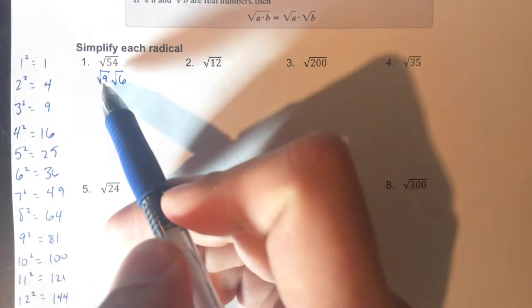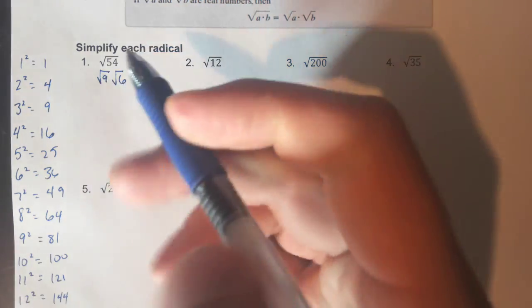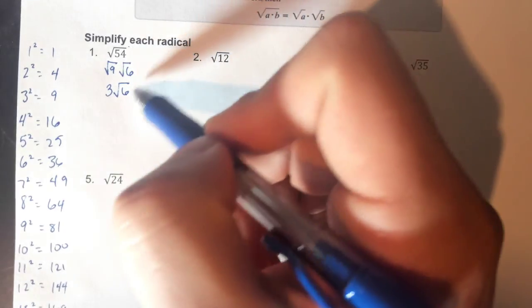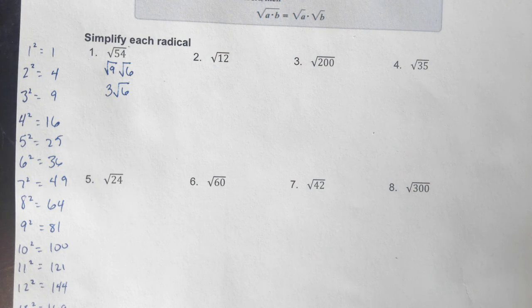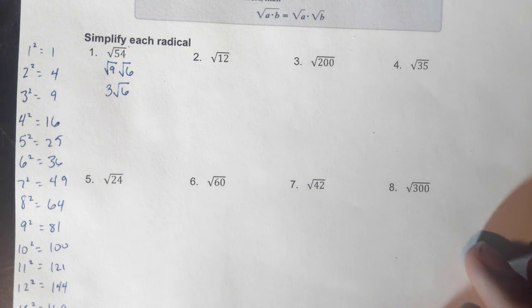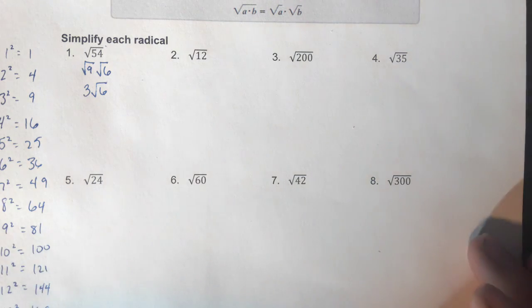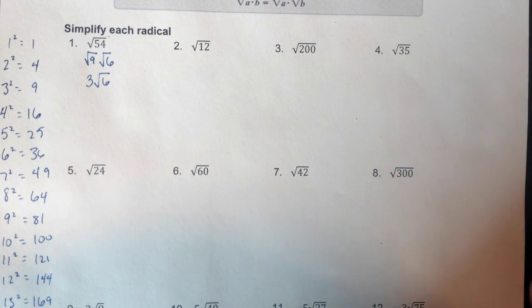And I put that perfect square first because it simplifies. What's the square root of 9? The square root of 9 is 3. So the square root of 54 simplified is 3 square roots of 6. There's no perfect square that will divide 6, so that's as simplified as it can get. So mathematicians like to, it's kind of like reducing fractions. You got to reduce your radicals by finding perfect squares that divide it.